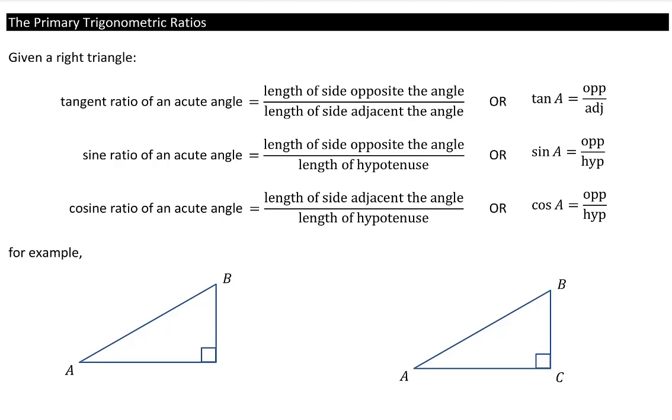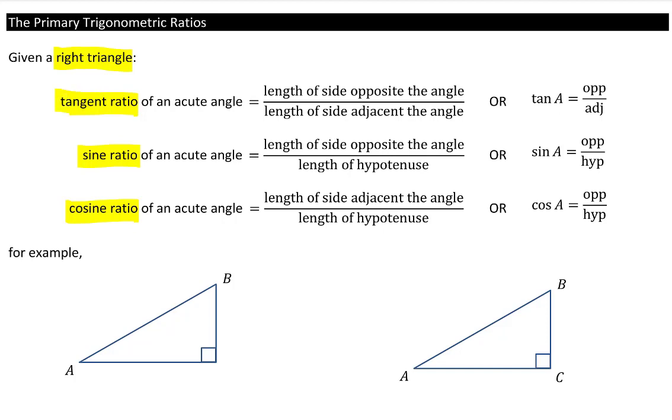In this video, we're going to look at the primary trigonometric ratios, or the primary trig ratios. Given a right triangle, we have three ratios we can look at: the tangent ratio, the sine ratio, and the cosine ratio. And the primary trig ratios are exactly that. They're the ratio of two sides.